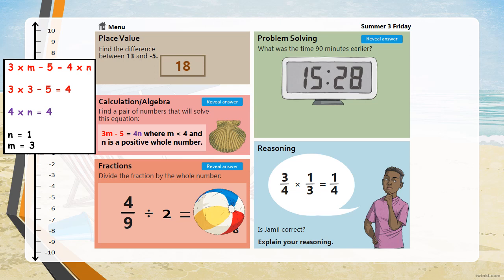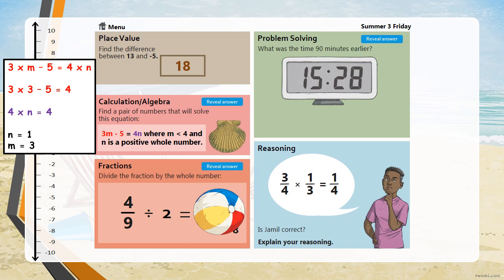So let's start with the first part colored in red. 3m minus 5. m must be less than 4, and n is a positive whole number. Now, we're not going to focus on n just yet. m has to be less than 4. So whole numbers less than 4 are 1, 2, and 3. Okay, those are our positive numbers that are less than 4.